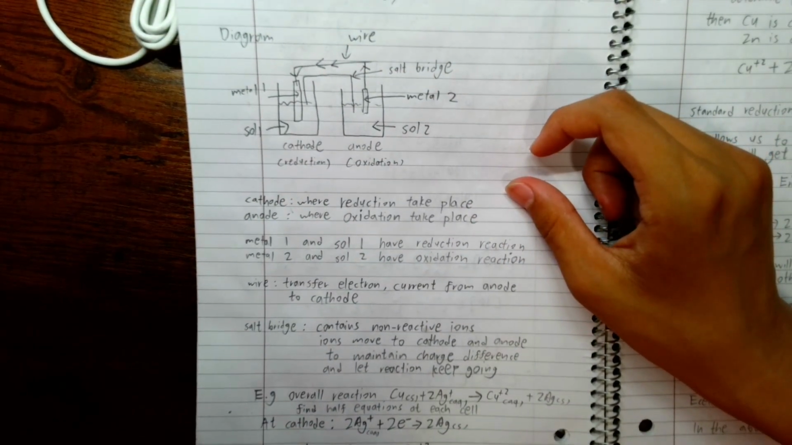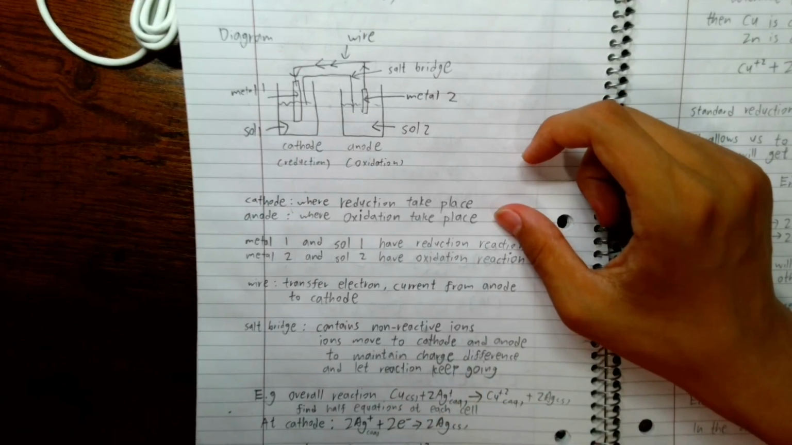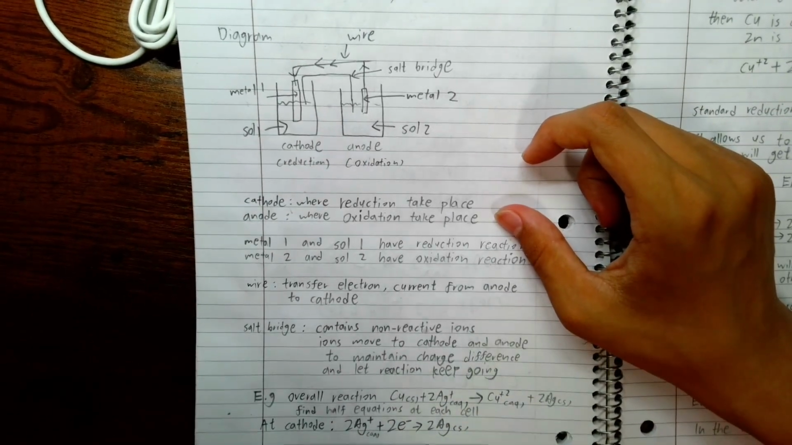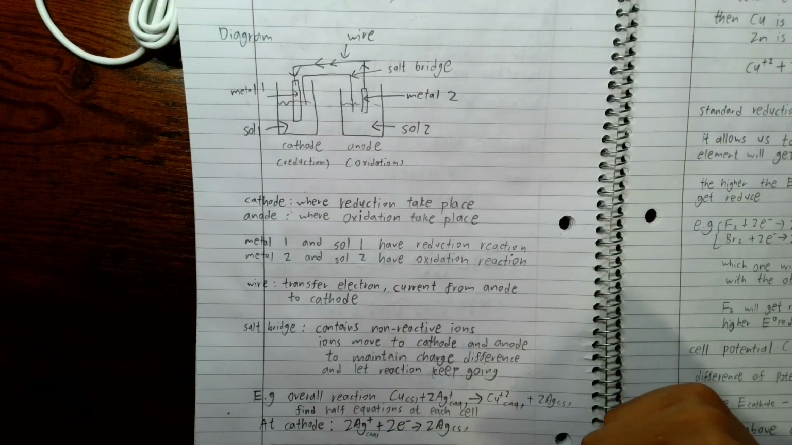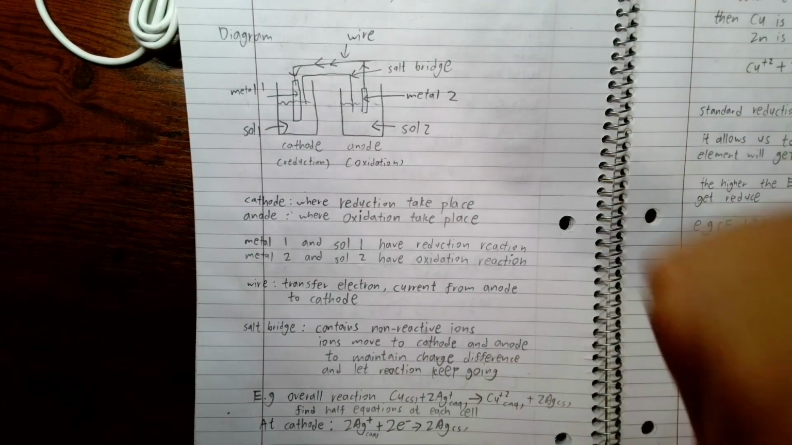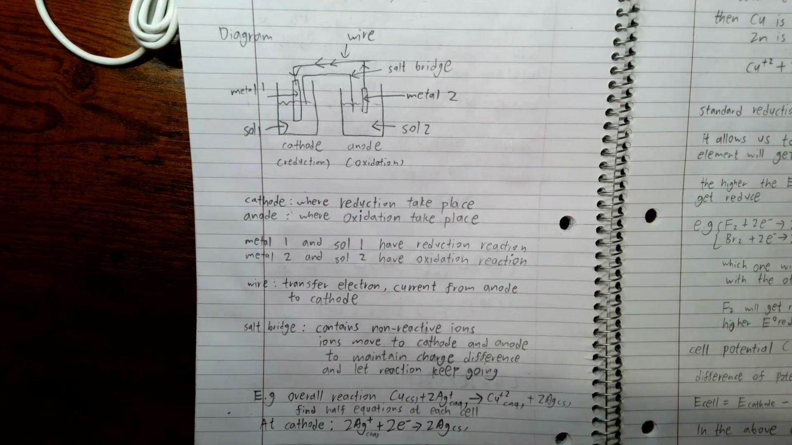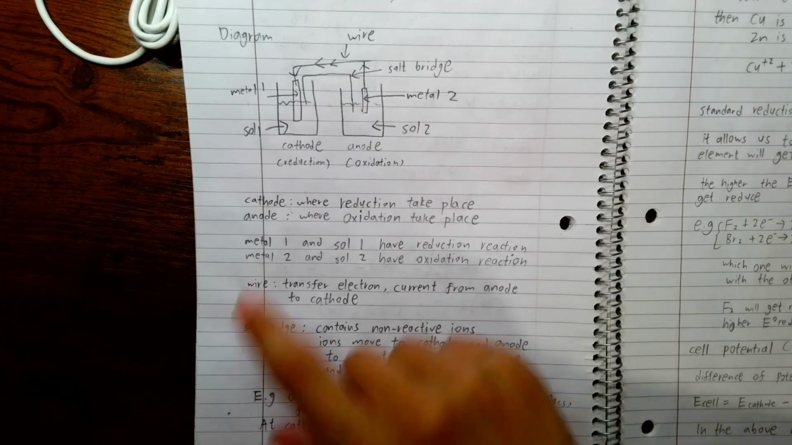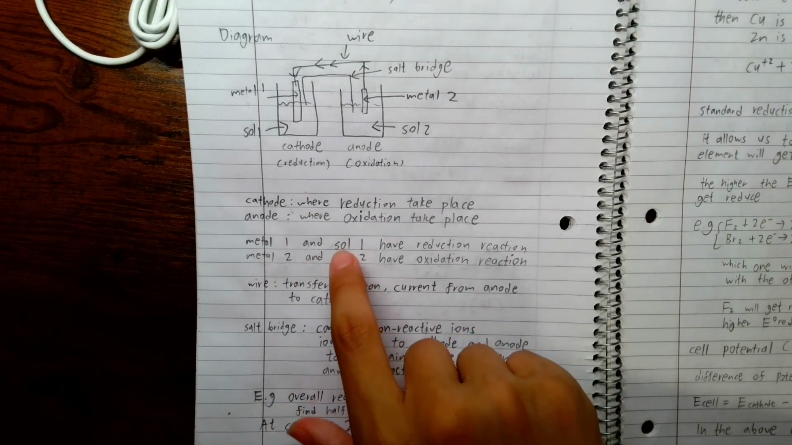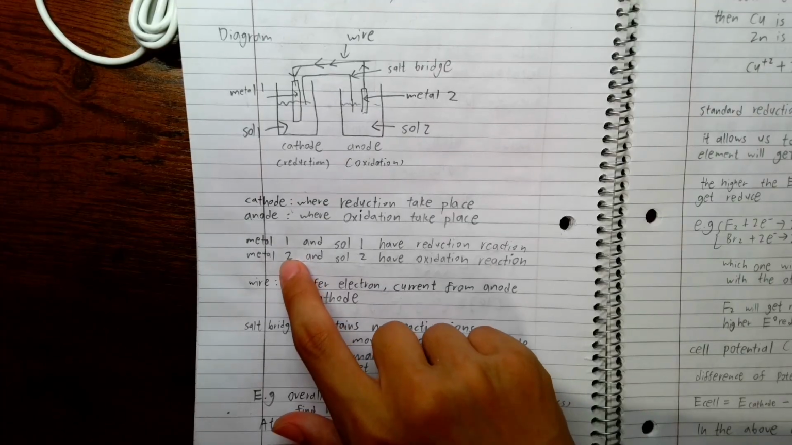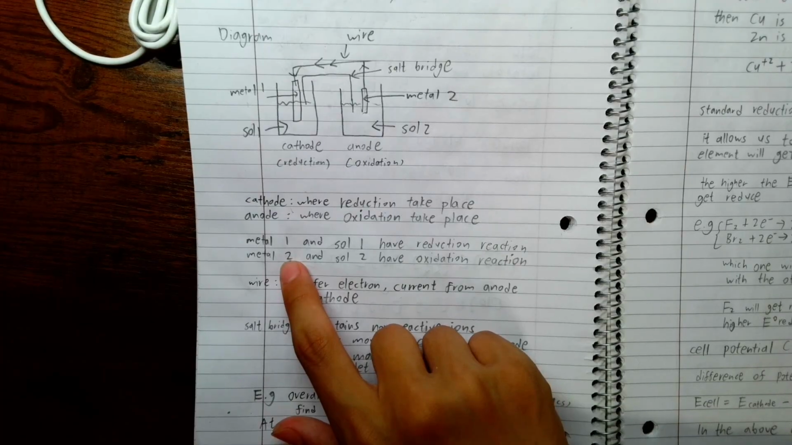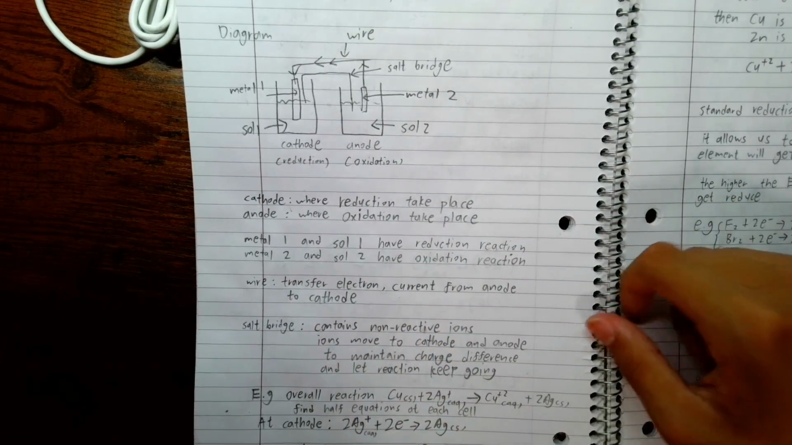The cathode is where the reduction takes place, and the anode is where the oxidation takes place. This is the definition. In this case, if we assume that metal 1 and solution 1 is the cathode, then metal 1 and solution 1 are having a reduction reaction. By contrast, the other one, metal 2 and solution 2, is having an oxidation reaction.